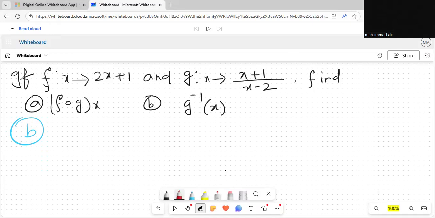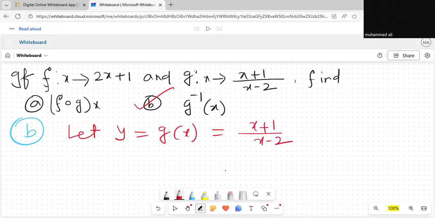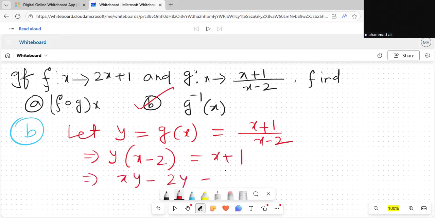Question number B, we want to find out g inverse of x. At first, let y equal g(x), equals (x plus 1) divided by (x minus 2). We want to make x the subject, so multiply y by (x minus 2) equals x plus 1. Then xy minus 2y equals x plus 1.